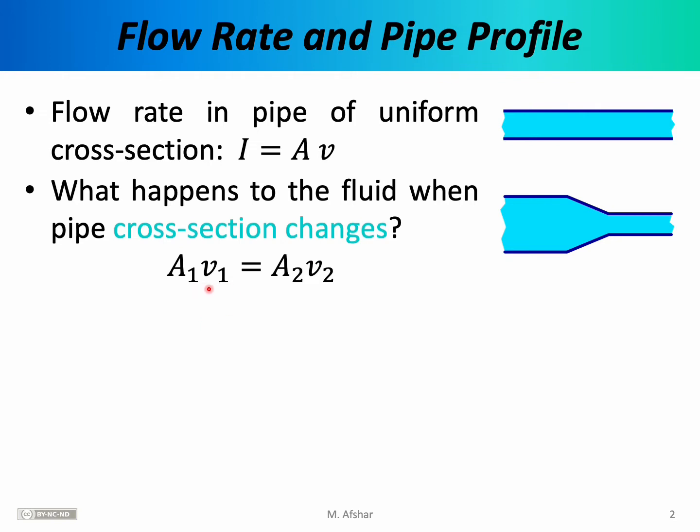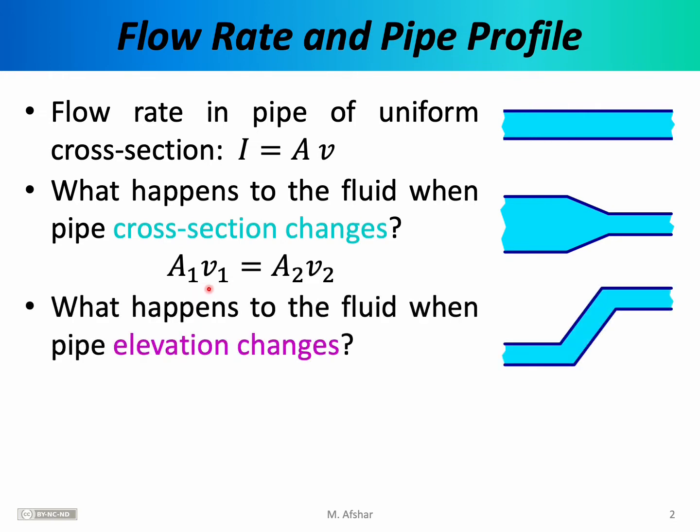Now, it turns out the profile of a pipe can change in other ways as well. For example, the elevation of a pipe could change too. This is, for example, what happens when the pipes in the plumbing in your home change from the first floor to the second floor. When a pipe carries water from the first floor of a house to the second floor of the house, its cross-sectional area might remain constant, but its elevation or height relative to the ground could change.